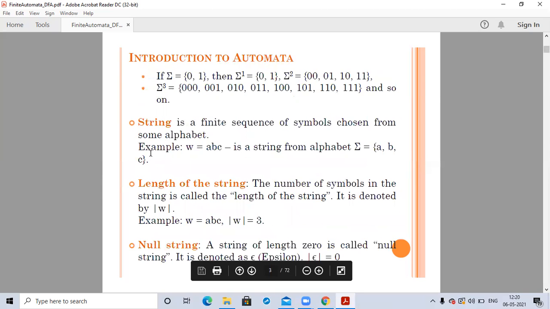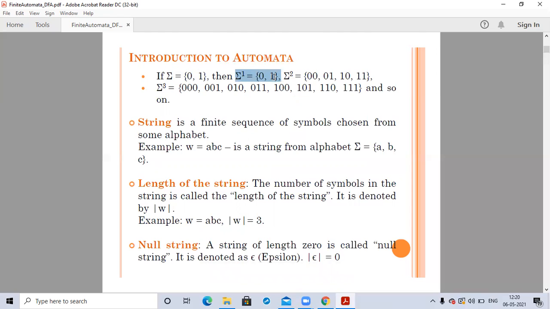See here, if sigma is equal to {0, 1}, then sigma power 1 is {0, 1} only, because sigma power 1 is the set of strings having length 1. With these alphabets, we have 0 as one string and 1 as another string of length 1. Sigma power 2 is the strings formed from these alphabets with length 2: 00, 01, 10, 11. In a similar manner, sigma power 3 is 000, 001, 010, up to 111. Like this, we can define sigma power 4, sigma power 5, and so on.